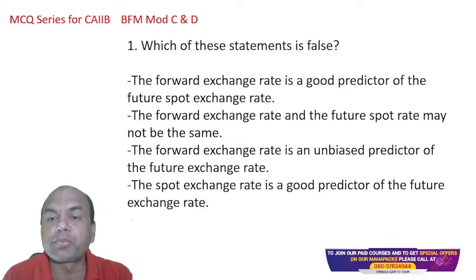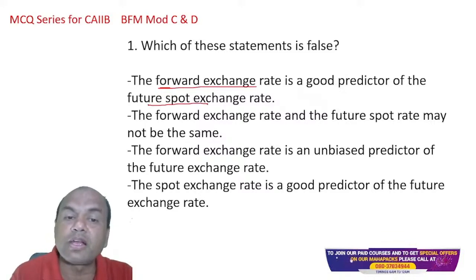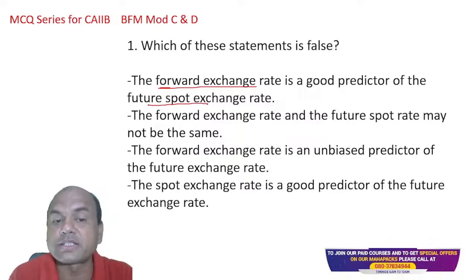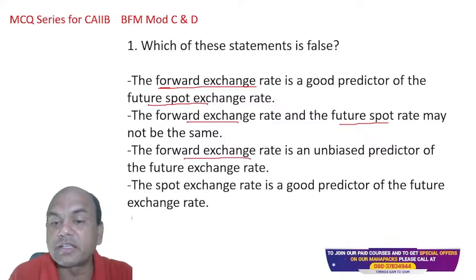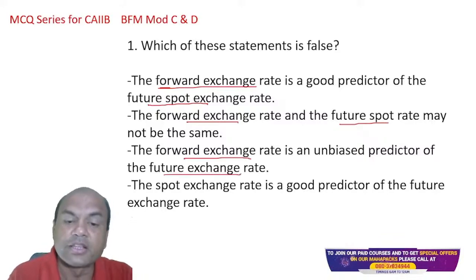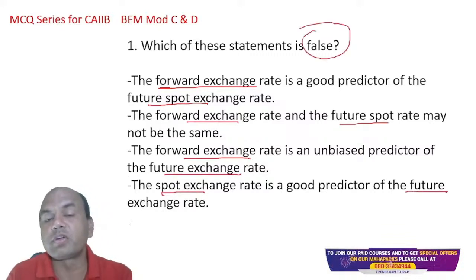Which of the following statements is false? A: A forward exchange rate is a good predictor of the future spot market. So forward rate can predict the future spot exchange rate. B: A forward exchange rate and a future spot market may not be the same. C: A forward exchange rate is an unbiased predictor of the future exchange rate. D: The spot exchange rate is a good predictor of the future exchange rate. So we want what is false. What do you think is a false answer?